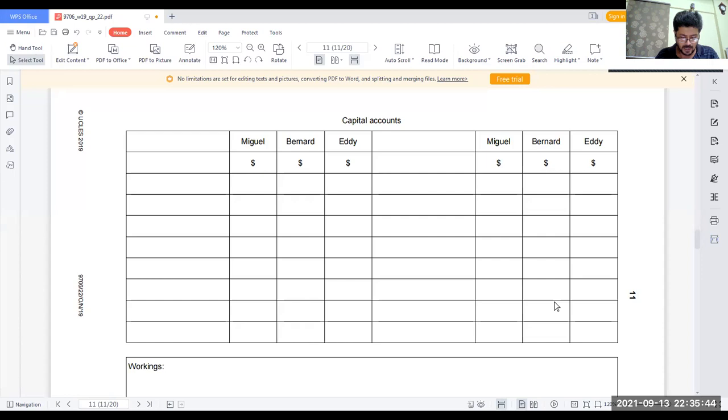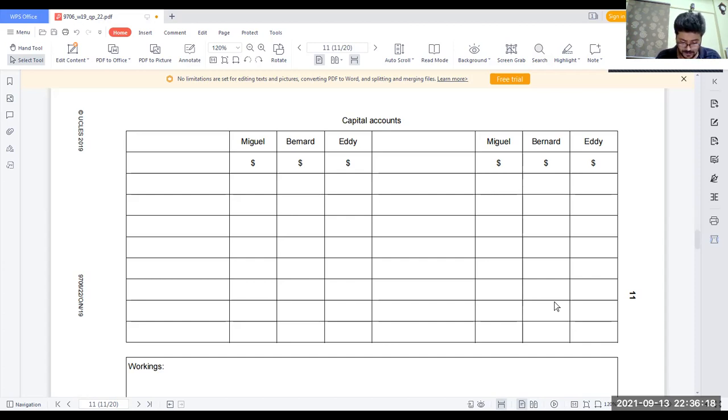Miguel and Bernard are in partnership, sharing profit and losses in the ratio 2:3 respectively. The statement of financial position for the business at 31st May 2018 has been provided. Now, the partners admitted Eddie to the business on June 1st, 2018. The following information is also available. Eddie introduced non-current assets valued at $40,000 and cash $50,000. The new profit sharing ratio will be 5:3:2 for Miguel, Bernard, and Eddie respectively.